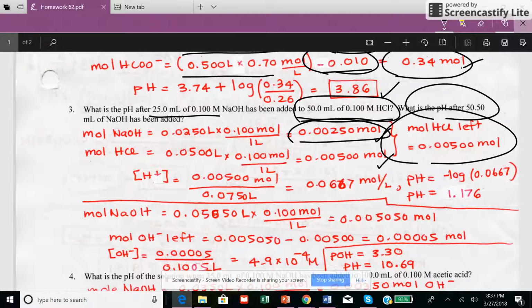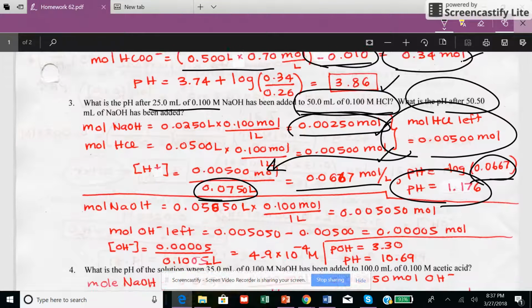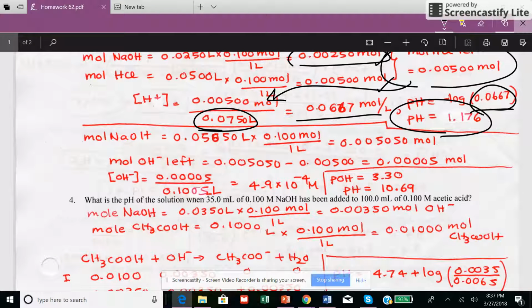So now, how do you find the pH? Remember, if you want to find the pH, you have to find the concentration. You cannot use the mole. So how do you find the concentration? The mole that you have over here, divide by the total volume of the solution. This is the concentration of H plus. Plug it in here, pH 1.176. Now, what if you add too much of the base?